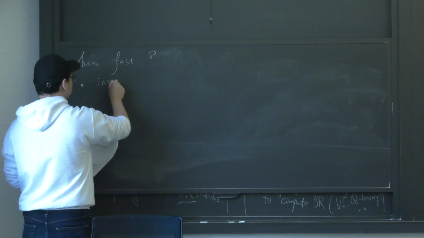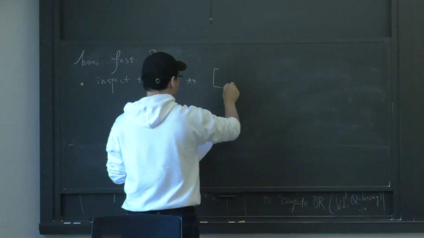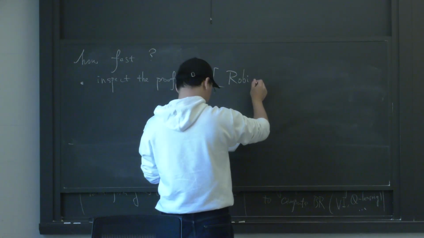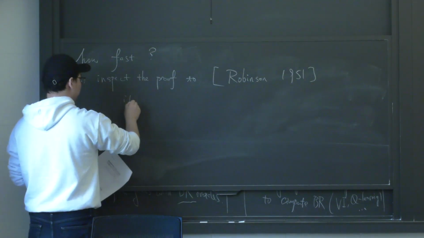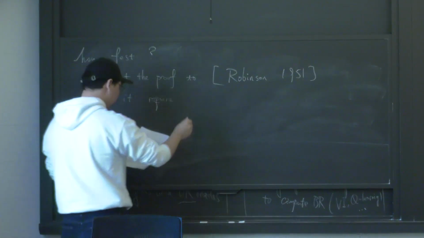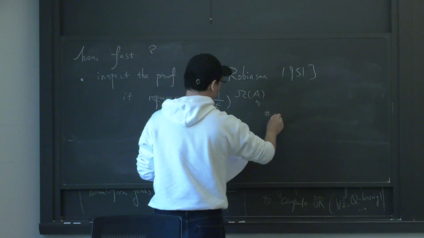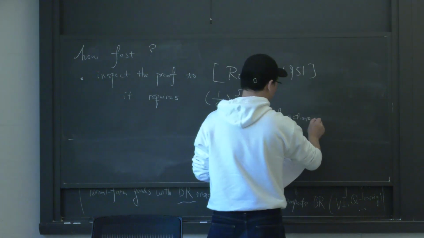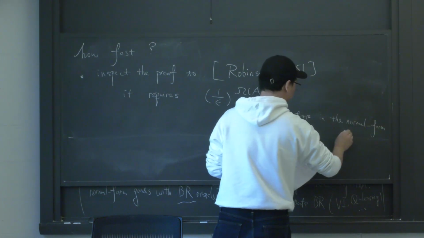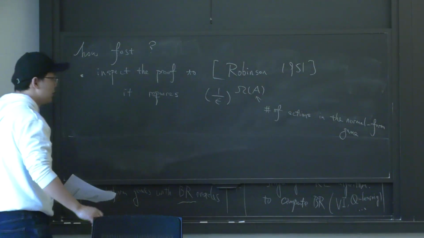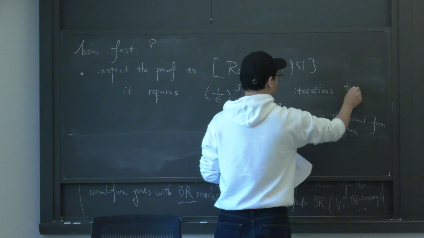So what we know is, first, we can inspect the proof of Robinson, 1951, the original paper that proves this will eventually converge. So the convergence actually requires something like 1 over epsilon to the power of omega(A), where A is the number of actions in the normal form game, to find epsilon Nash.